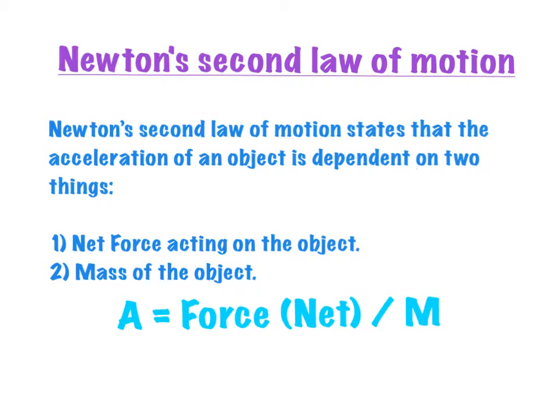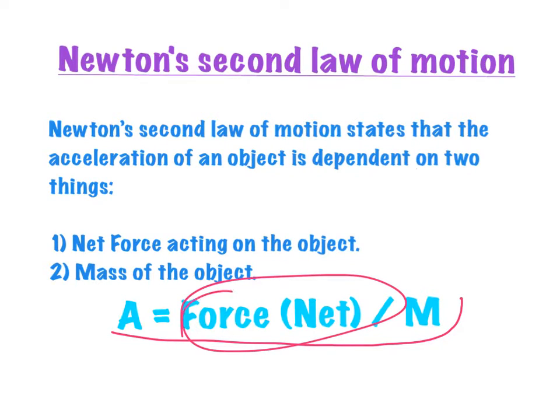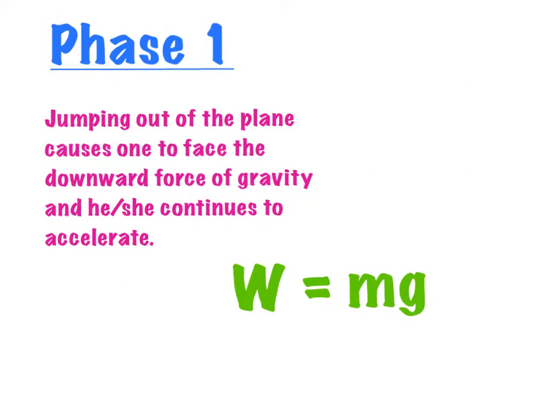Newton's second law of motion states that the acceleration of an object is dependent on two things. Firstly, the net force, and secondly, the mass of the object. The acceleration is equal to the net force divided by the mass. It's important to remember that this net force is the sum of all the forces acting on an object. Let's now go through the various phases from jumping out of the plane to landing onto the ground.